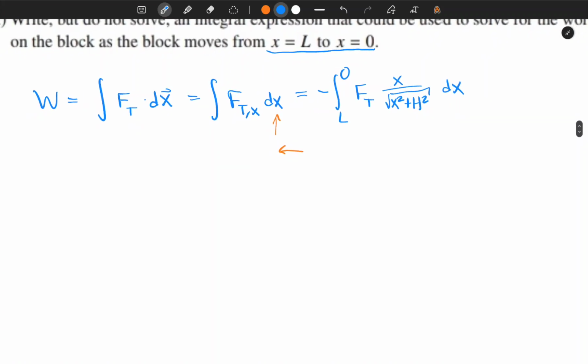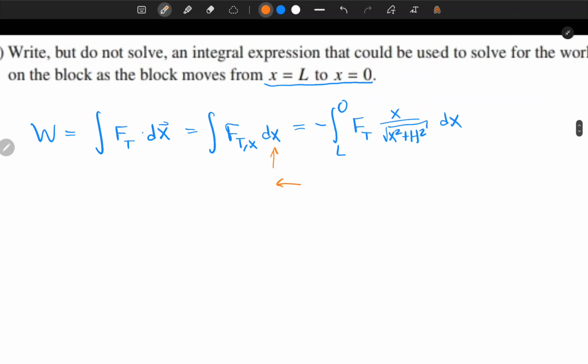Students get 1 point for using Ftx, which is consistent with what you found in C, and students get 1 point for noting that the integral is only with respect to x, and that they have the correct limits, that we go from L to 0, and there's an extra minus sign.